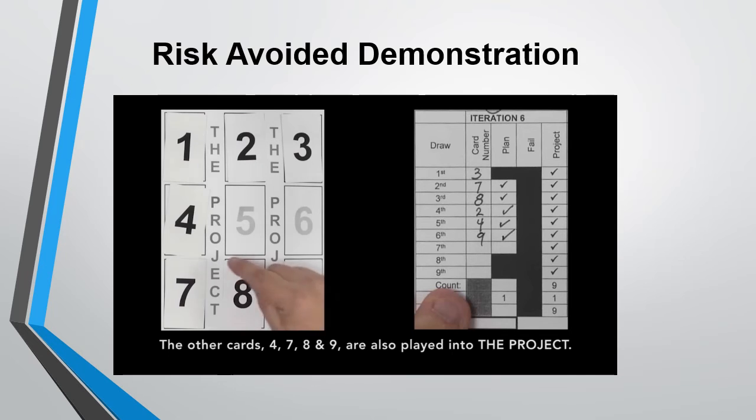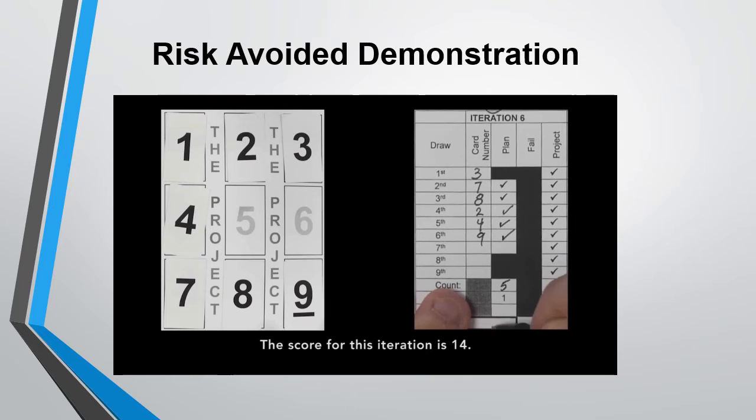And the other cards, 4, 7, 8, and 9, are also played to the project. The score for this iteration is 14. In this scenario, only scores of 11, 12, 13, 14, and 15 are possible.